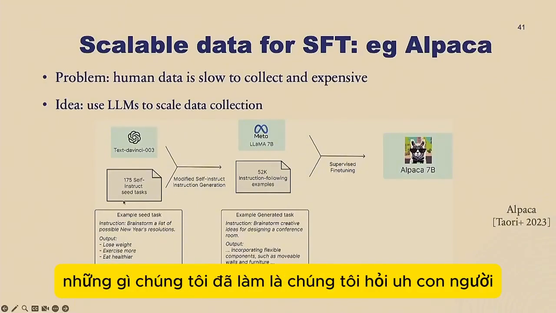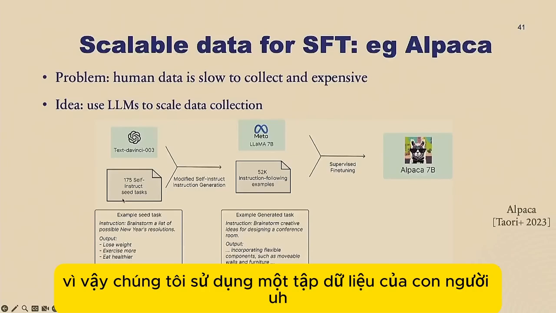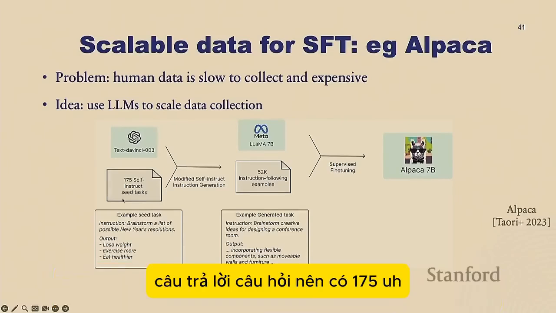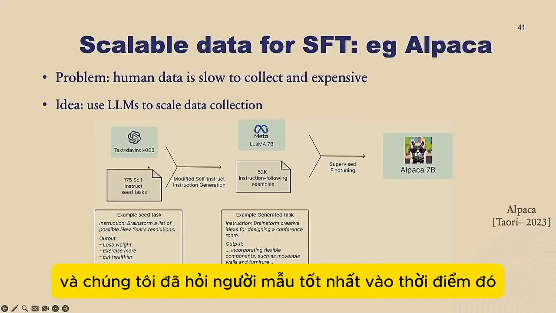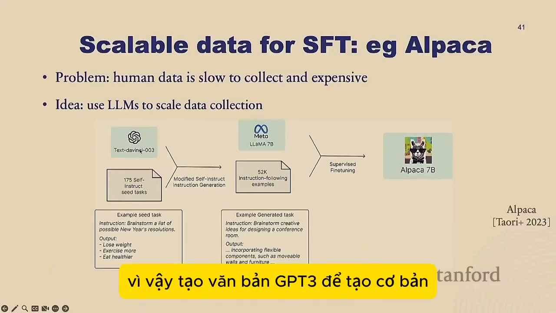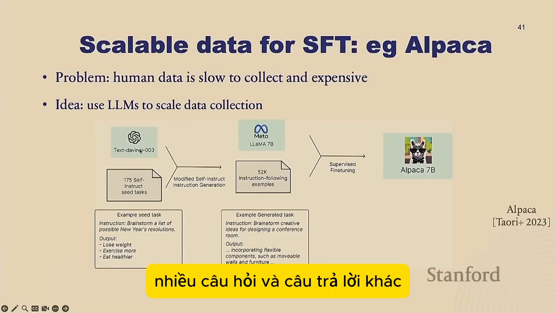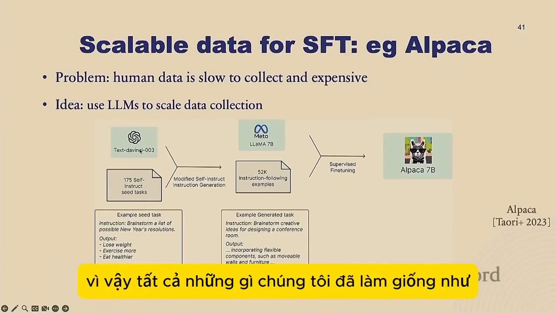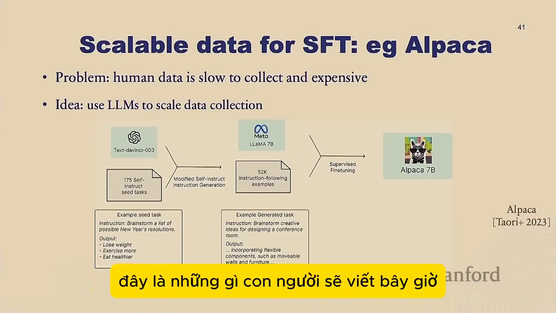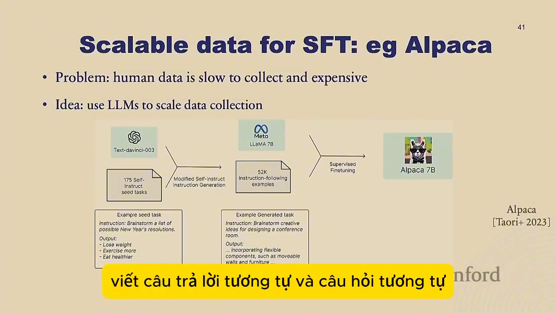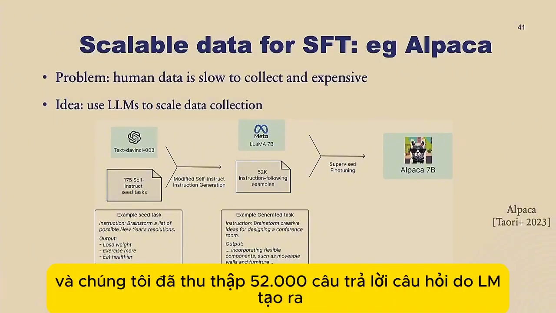What we did is that we used a data set of human question answers. There were 175 question answers here, and we asked the best model at the time, Text DaVinci 3, to basically generate many more of these questions and answers. So all we did is, this is what humans would write, now write similar answers and similar questions. And we collected 52,000 LLM-generated question answers.